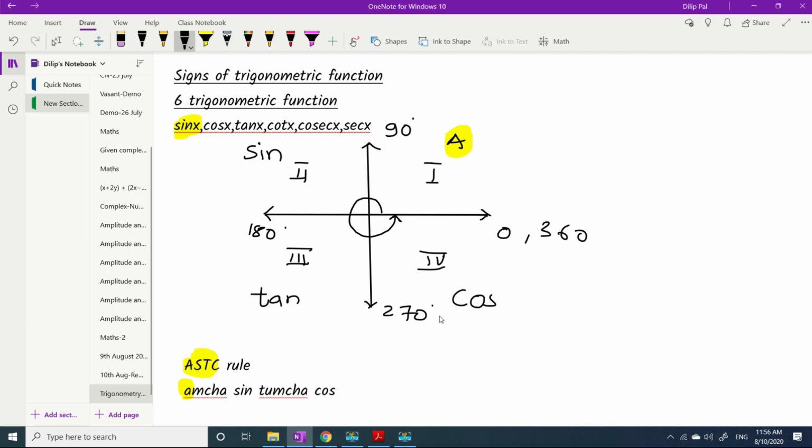So here in the ASTC rule, in the first quadrant, all trigonometric functions are positive. This is what you have to remember.